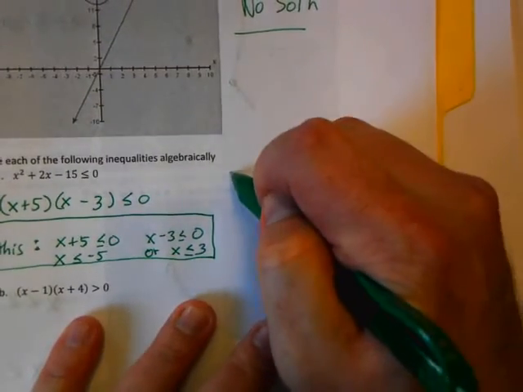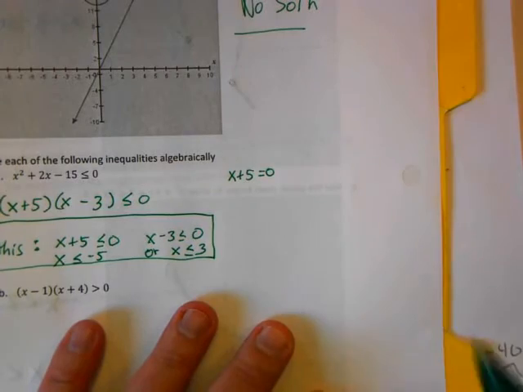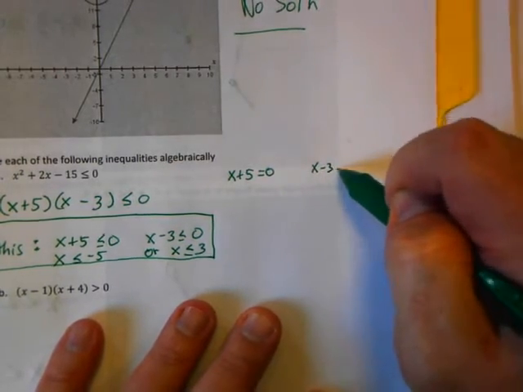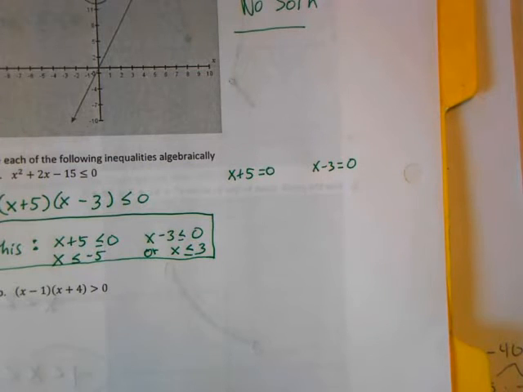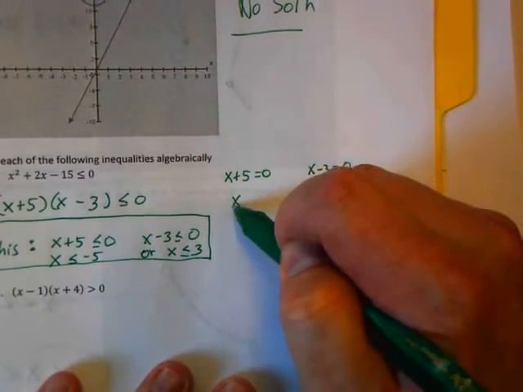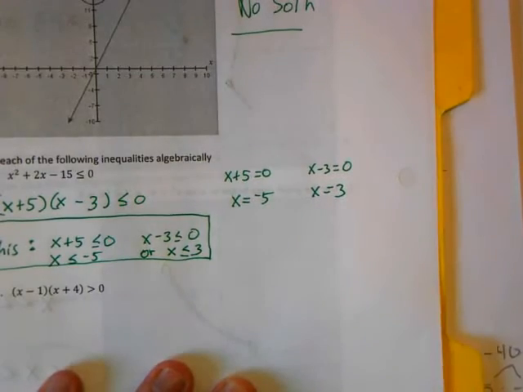Here's what we're going to do. We're going to take x plus 5 and set it equal to 0. And we're going to take x minus 3 and set it equal to 0 also. So for just a brief moment, we're going to forget about the less than sign and just do the equal. That gives me two answers. x equals negative 5. x equals 3.